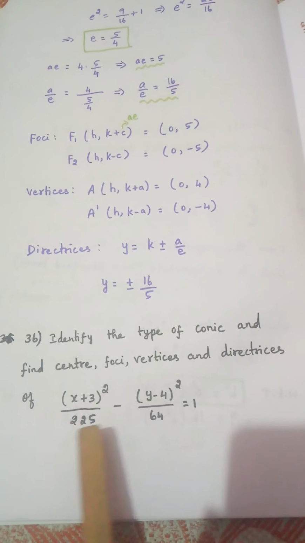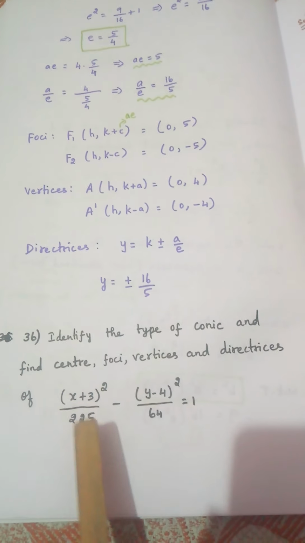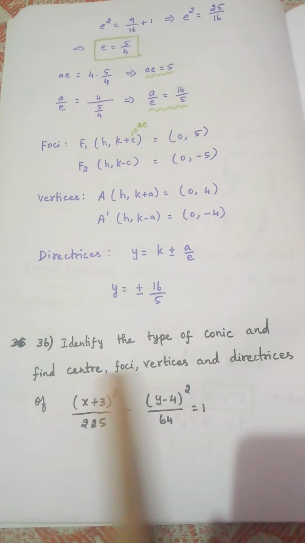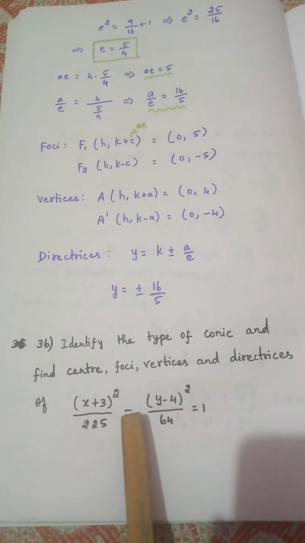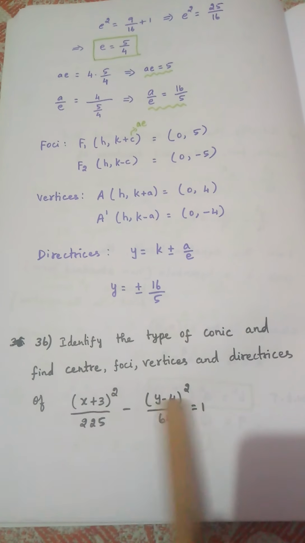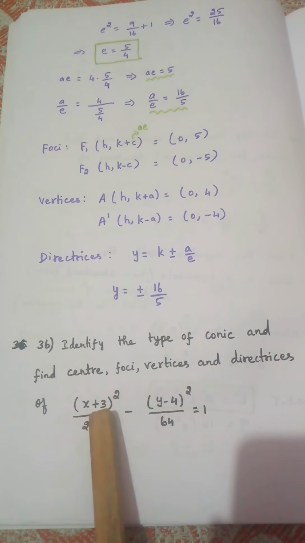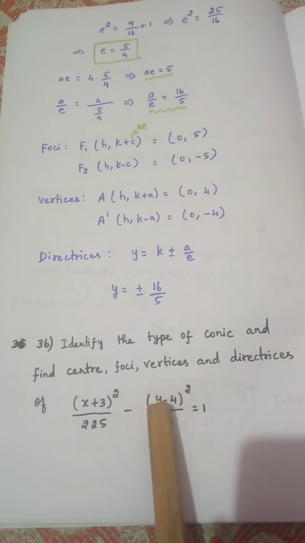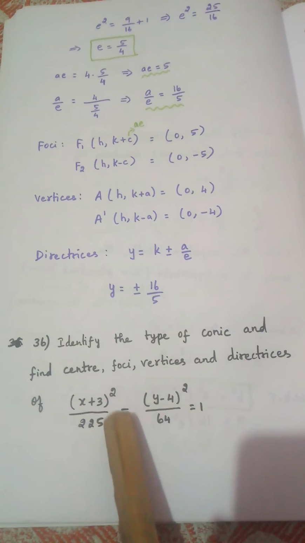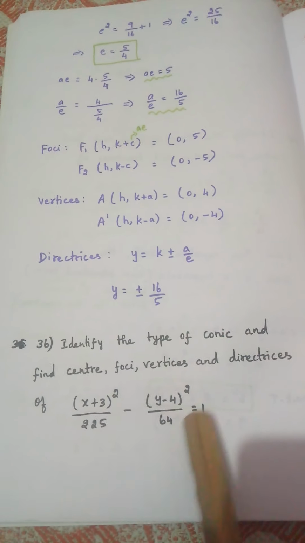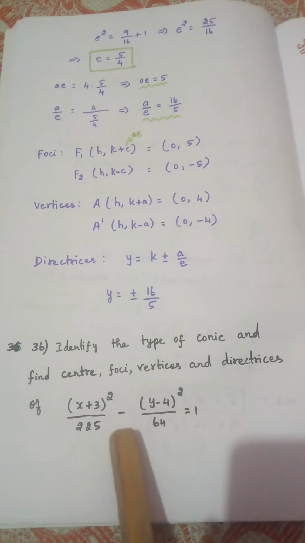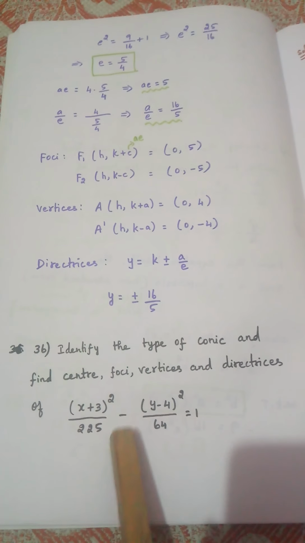Understand, children, what I am trying to say? Try to understand. By seeing the equation itself, we can say this is a hyperbola, and see the symbol. Why? Because the minus symbol is present. By seeing the equation itself, we can say the center value. Plus 3 means minus 3, minus 4 means plus 4. Even I can say what type of hyperbola this is by seeing the equation. Before I show the answer, can you guess what type of hyperbola this is?